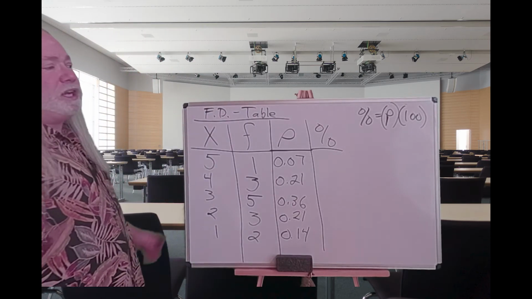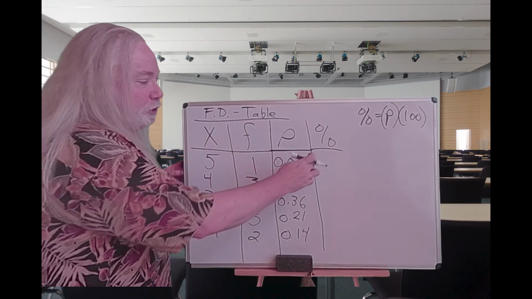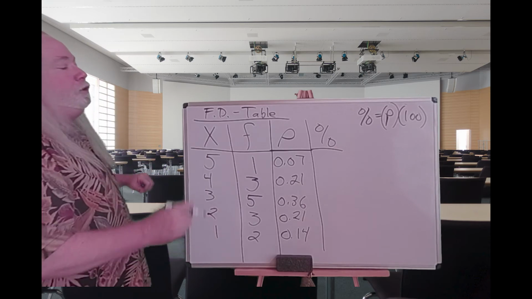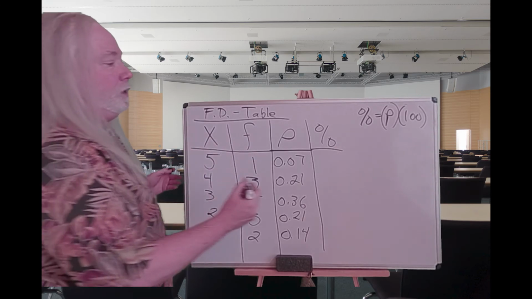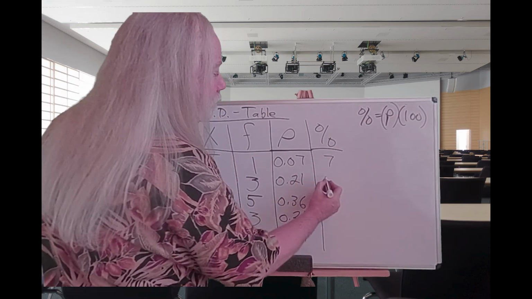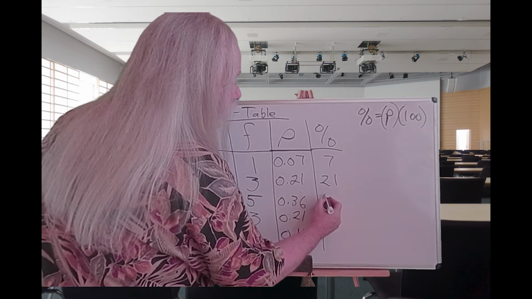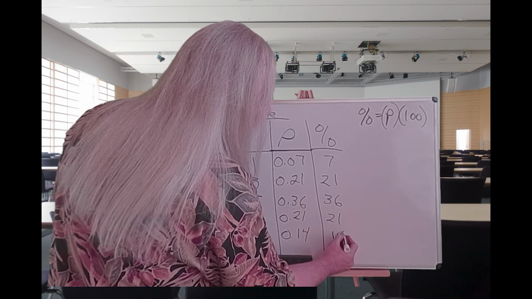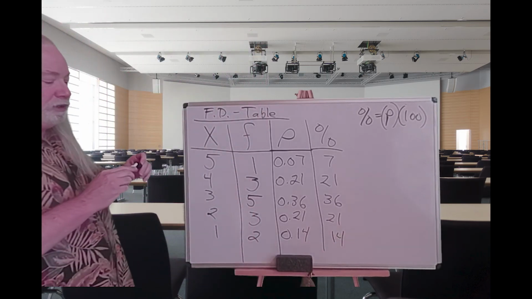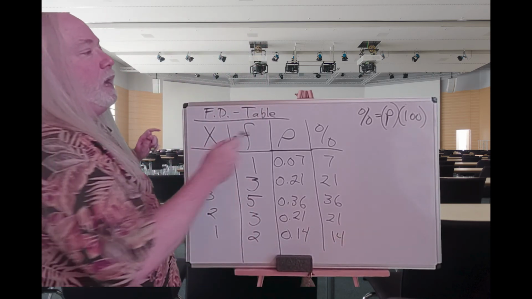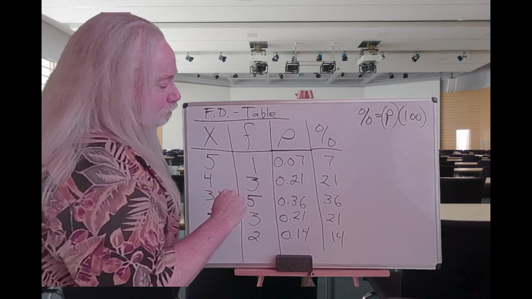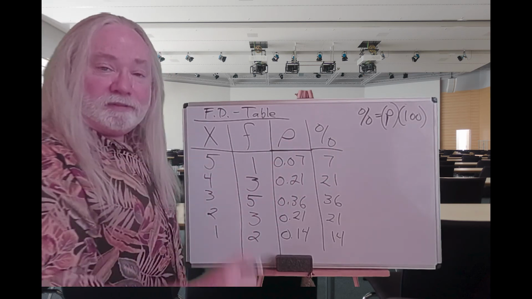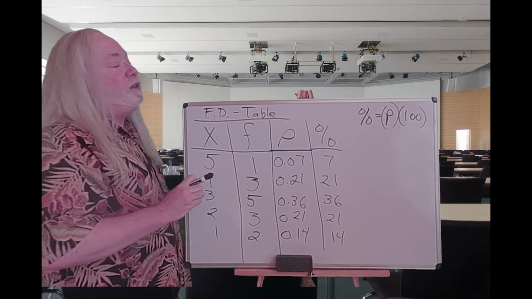So essentially, we're just going to kick the decimal place over 2 spots. So 0.07 times 100 becomes 7%, 21%, 36%, 21%, and again 14%. All we got to do is kick that decimal place over twice, but you can double check those. Now again, if you can double check your work, you should. So it would be the same thing here.